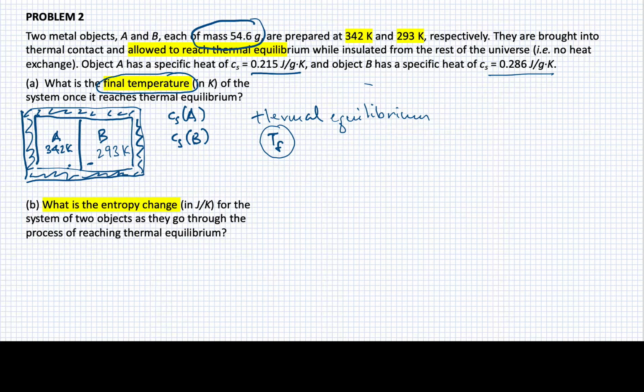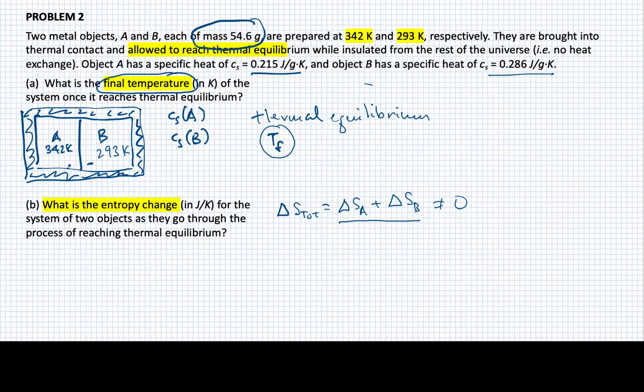Now, the entropy change for the system of two objects, your total entropy change, is going to be the change of the entropy for metal object A and the change of the entropy for metal object B. We talked about this also in a practice problem, so I will simply say that this is not going to be equal to 0 at the end of the process.